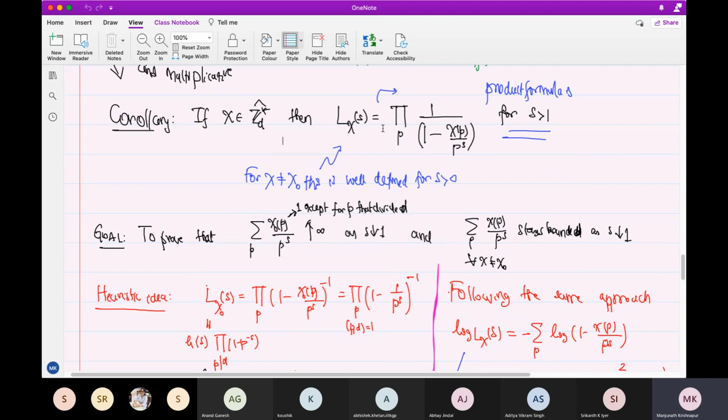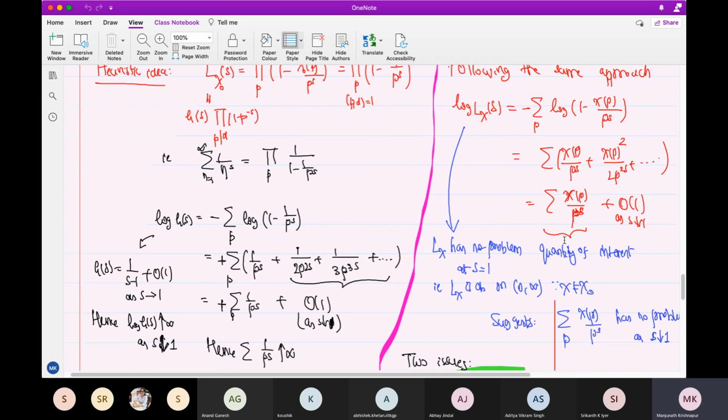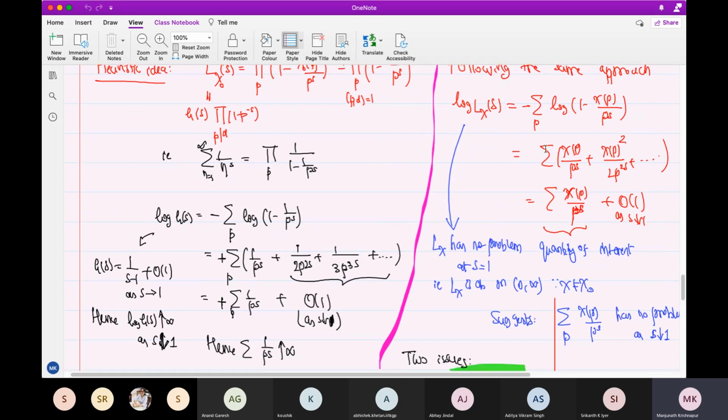Basically, the point was to take the log of this, which is the sum of these logs, where you expand in power series and only the first term is dominant. So as s goes down to 1, the rest of it remains bounded because of the square, cube and all that. So it's only chi of p over p to the s, and the divergence of the summation of chi of p over p to the s as s goes down to 1.